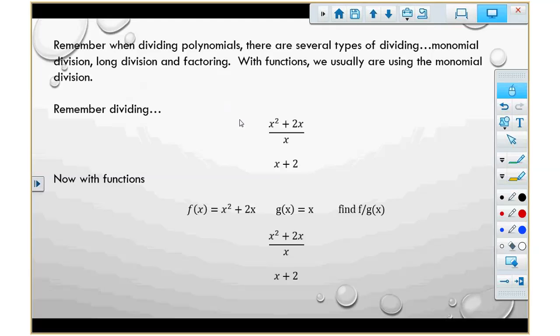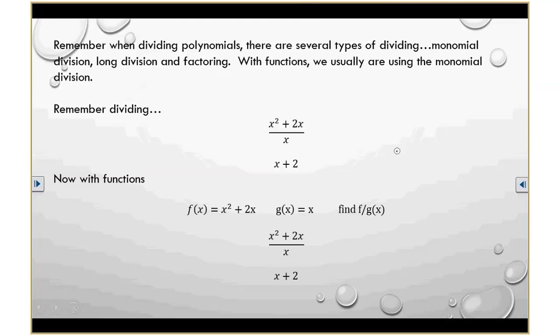Sometimes they use h of x. Sometimes they use g of x. h of x, g of x, and f of x are usually the most used. Here, remember dividing this? Well, now it's going to be f of x is equal to x squared plus 2x. g of x is equal to x. Find f divided by g. Like I said, nothing different.